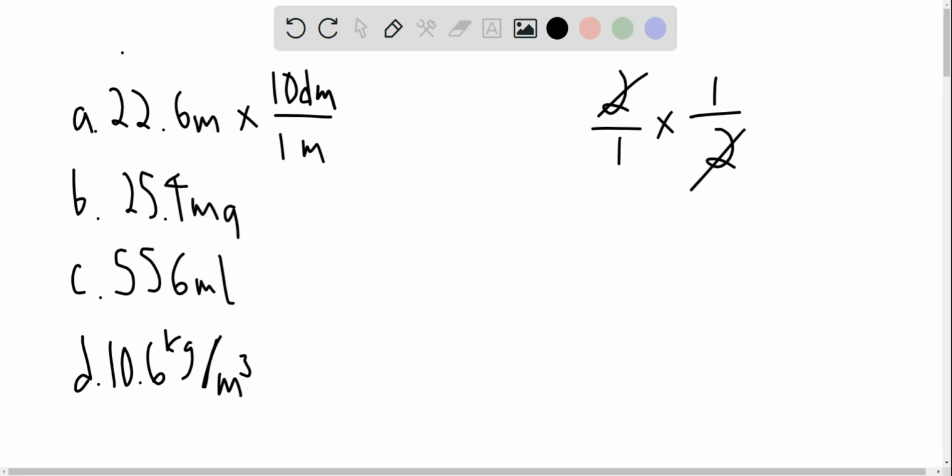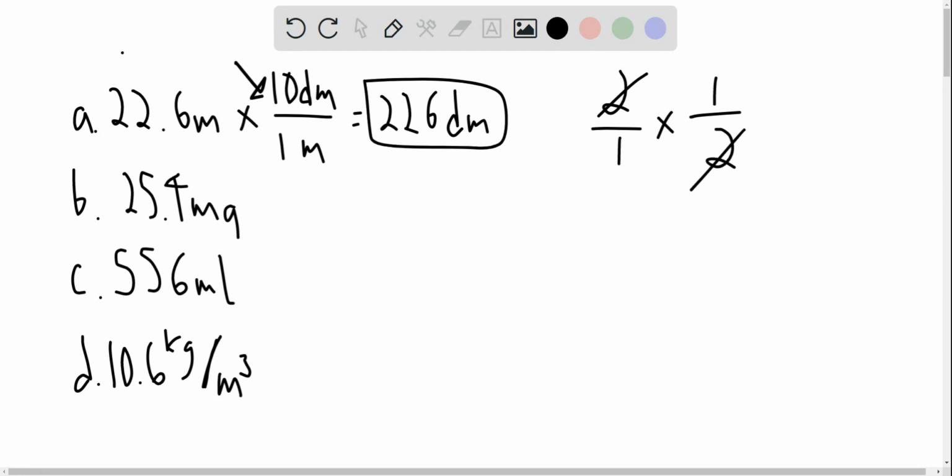So just plug this in, 22.6 times 10 decimeters per meter. And you should get 226 decimeters. Now sig figs, you don't have to worry about it in unit conversions normally, because your conversion is normally exact. So this is almost like an infinite number of significant digits, because 10 decimeters is exactly 1 meter. So you don't have to worry about sig figs.